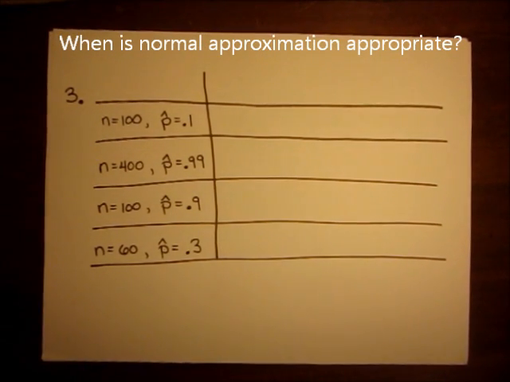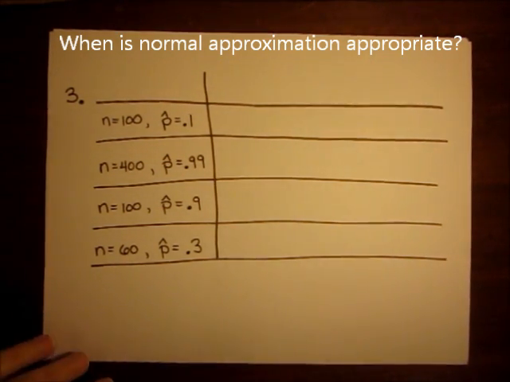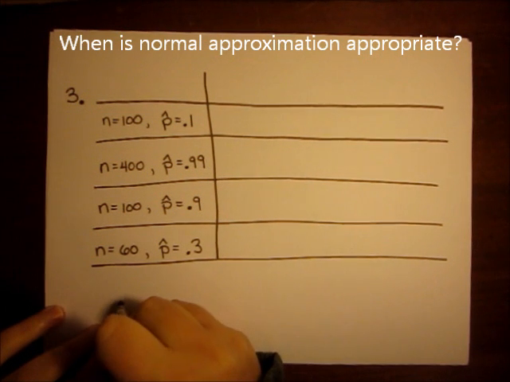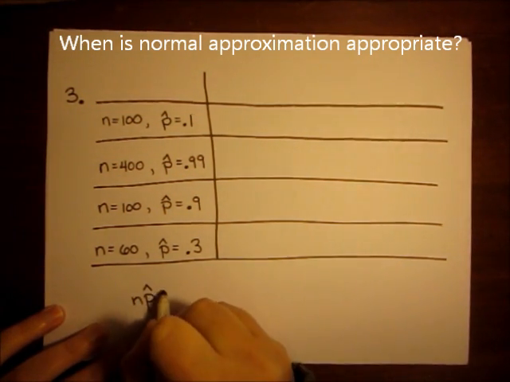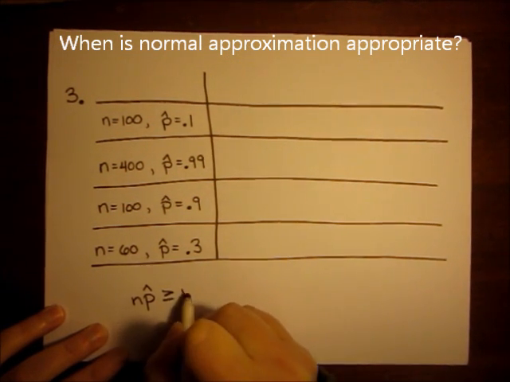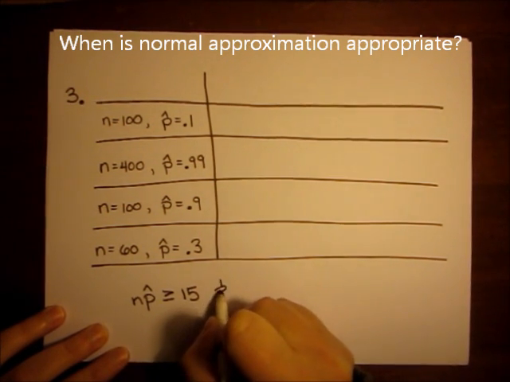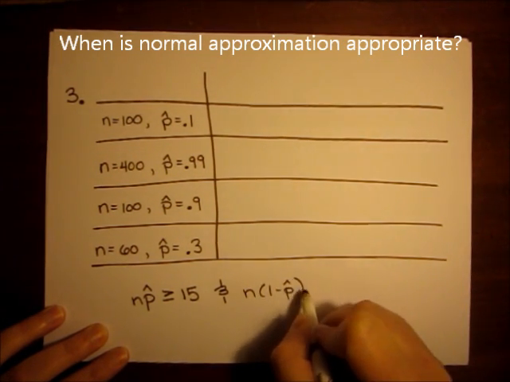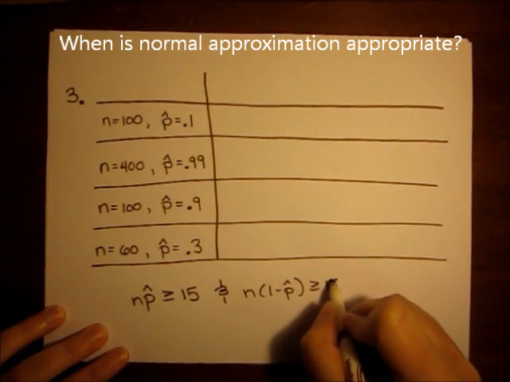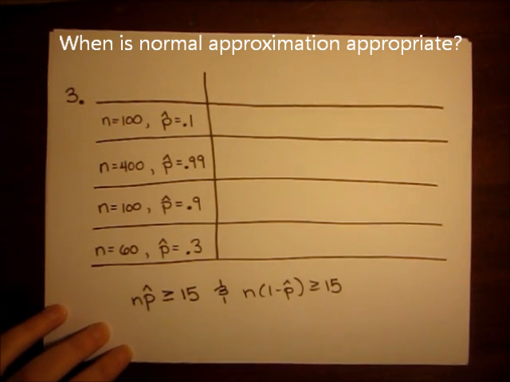Okay, so question 3 asks us when is it appropriate to use the normal approximation for the sampling proportion p hat. So we have 4 different choices here, and the rule that we usually use is this: the normal approximation is okay when n times p hat is bigger than or equal to 15 and n times 1 minus p hat is bigger than or equal to 15. We need both of these to be true.